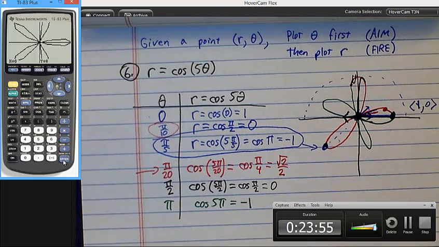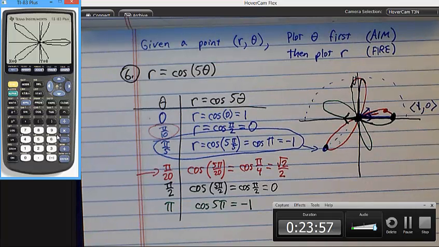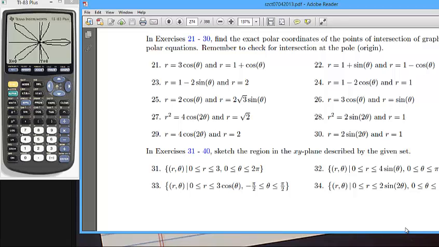You guys have questions so far? Hey, does it say I have to sketch these by hand? No. Let's use the technology. All right. r equals 3 cosine theta, and r equals sine theta.